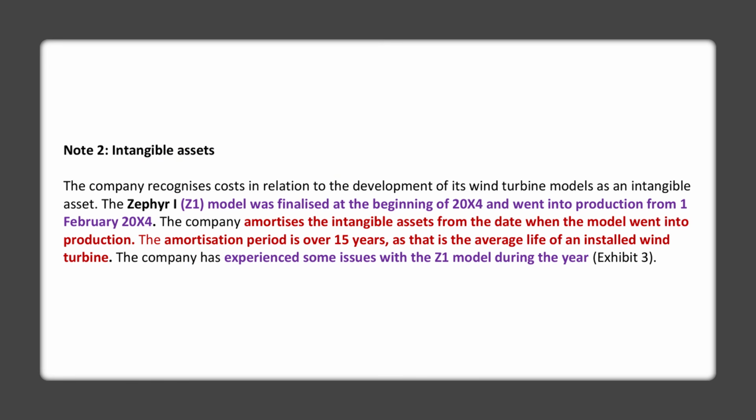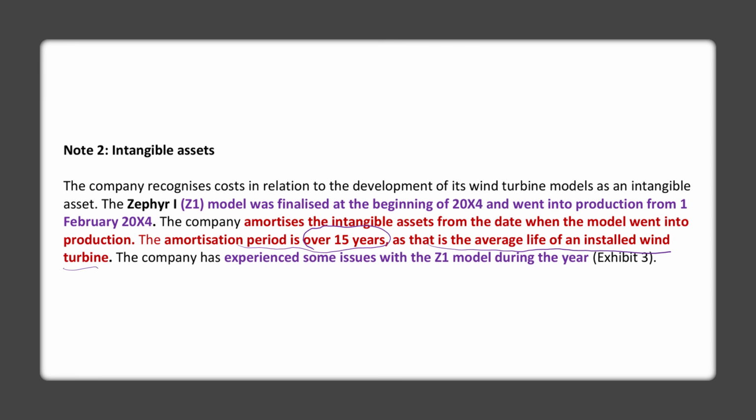We then have intangible assets. I know this is going to be important because it had so much information given in the scenario. So I will know that this is something I'm going to talk about in detail. Now, the company recognizes costs in relation to development of its turbine models as intangible assets. So this is IAS 38. Z1 was finalized at the start of 2024 and went into production from 1st of February. The company amortizes them from the date when the model went into production. I'm okay with that. The amortization period is 15 years, which is the average life of the installed wind turbine.